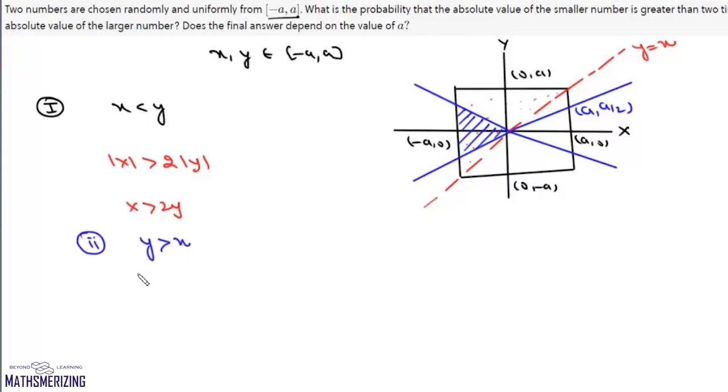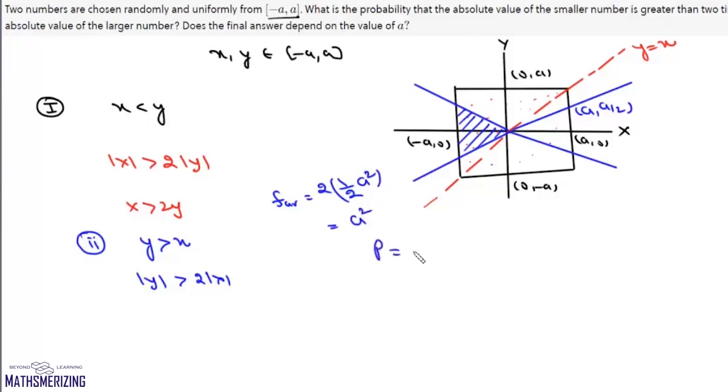Now in the same way, we can take the second case when y is greater than x. In that case, we'll have this condition that mod of y is greater than 2 times mod of x. Now in this case also, from symmetry, we'll say this area will correspond to this similar area. So this favorable area will be simply 2 times 1 by 2, and what is the area of this triangle? Area of this triangle will be simply a square.